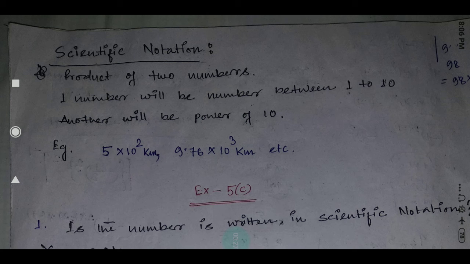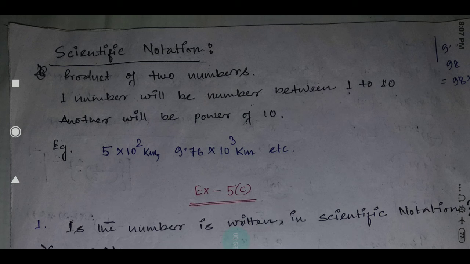Notation means how you denote, how you write, how you explain. Scientific means numbers which are used in scientific calculation. Some large number, a very large, difficult, long number. Okay, so suppose one number is given.